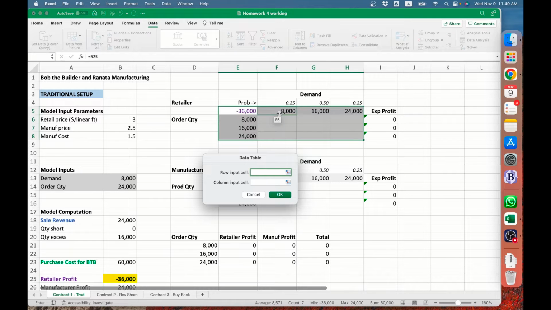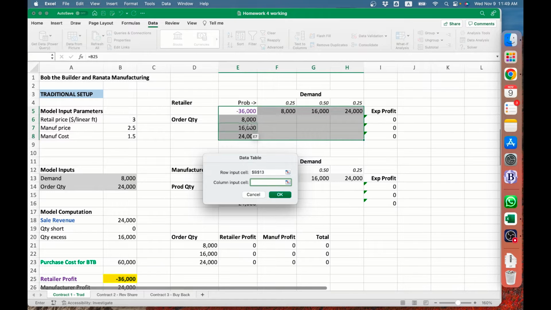So row input cell, where do we put demand? You'll see along the row we have demand 8,000, 16,000, 24,000. That's all demand. So this is the cell right here, B13, which has the demand in our model. So we want to select that. We're telling Excel, take these values and plug them into cell B13.